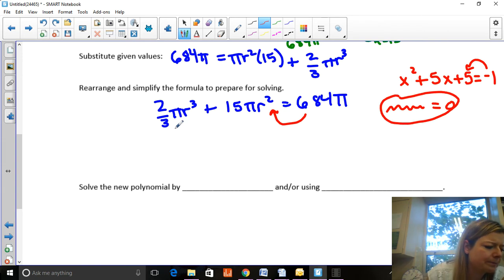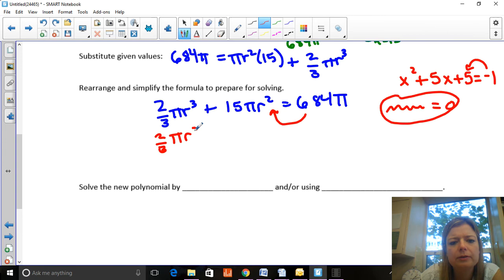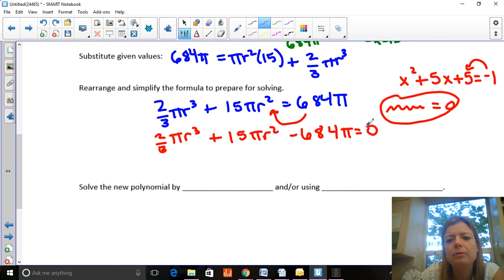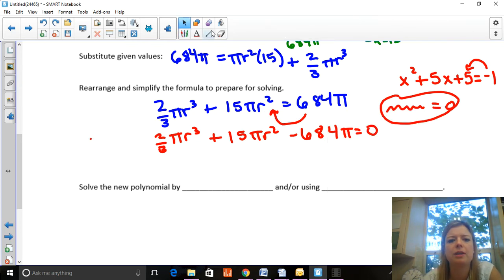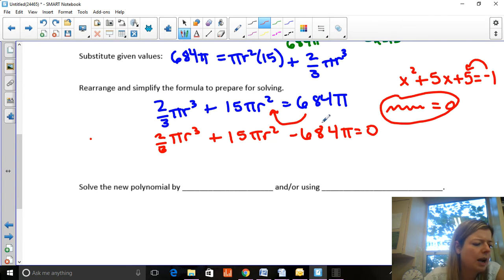So this means that I get 2/3 πr³ plus 15πr² minus 684π equals 0. Now, that's a constant because pi is just a number, it's not a variable. So I have this cubic function here, where I have an r cubed, an r squared, no value for r, and then a constant. So I'm going to make this as simple as possible.